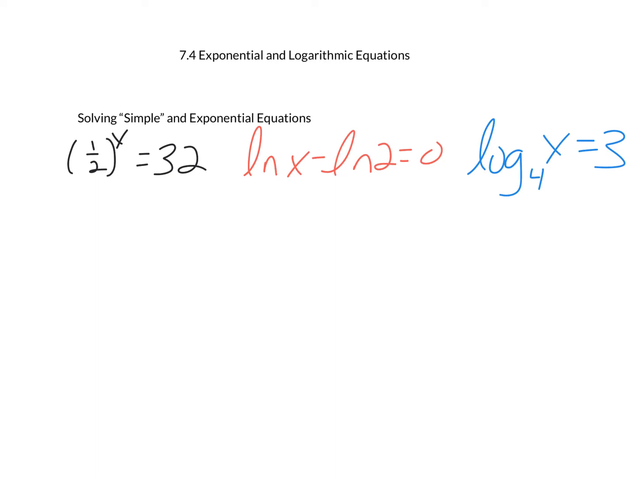All right, 7.4, exponential and logarithmic equations. So these first three are what they called simple logarithmic and exponential equations because you don't need a calculator for these. None of these you need a calculator for. Here's a few examples of ones you don't need that for.